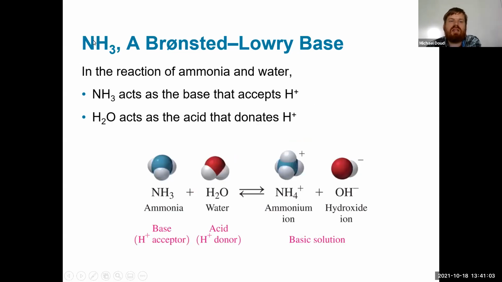Okay, so let's look at NH3. And we're going to tell you straight up, NH3 is a Bronsted-Lowry base. When you put ammonia, NH3, in water, it reacts with water by pulling a proton off of the water and forming the ammonium ion. After a proton's been removed from a water molecule, you're left with OH minus, or the hydroxide ion. So the base, ammonia, accepts a proton from the acid, water. And that is our definition.